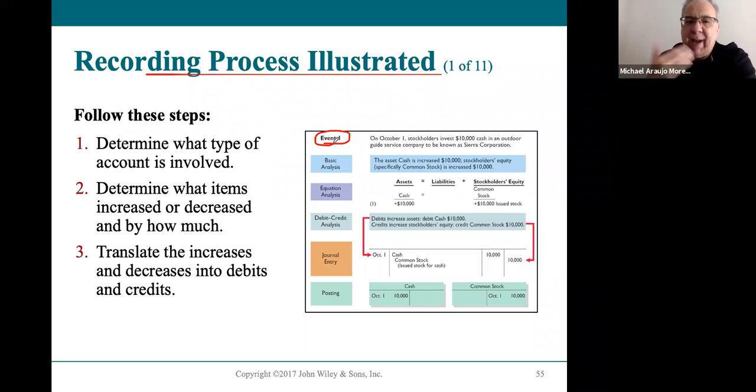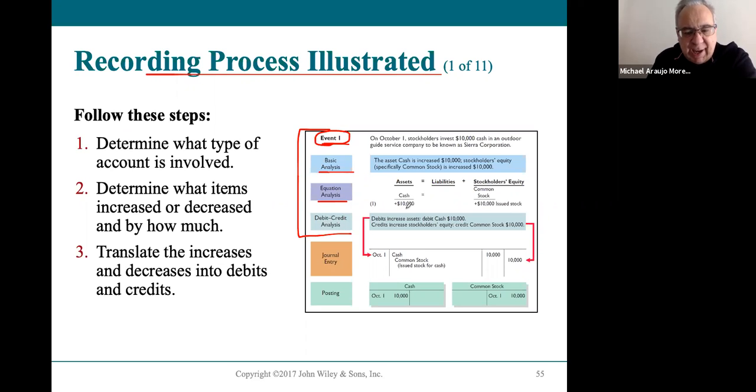Okay, it keeps going back to that. So look at all the stuff that we learned in Learning Objective 1 and 2. We read an event, we did some basic analysis, we had to put it in the equation to show more cash, in this case, more common stock. Then we had to do a debit and credit analysis.